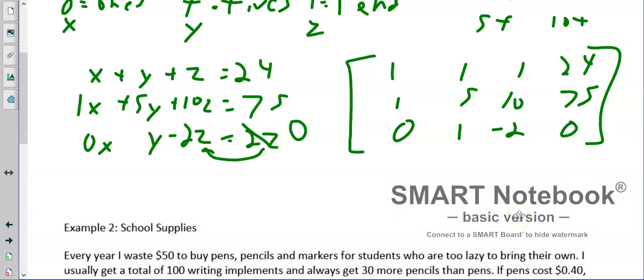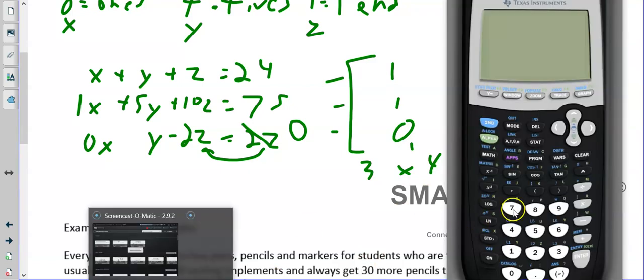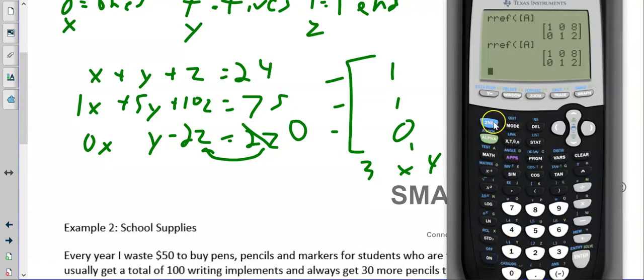Now, let's think about this. How many rows do I have? Because it's always rows by columns. I have 3. How many columns do I have? 1, 2, 3, 4. It is a 3 by 4, so it's going to be a little bit different. So we go into our calculator, turn it on, second matrix, edit. Now remember, we're doing a 3 by 4 this time.